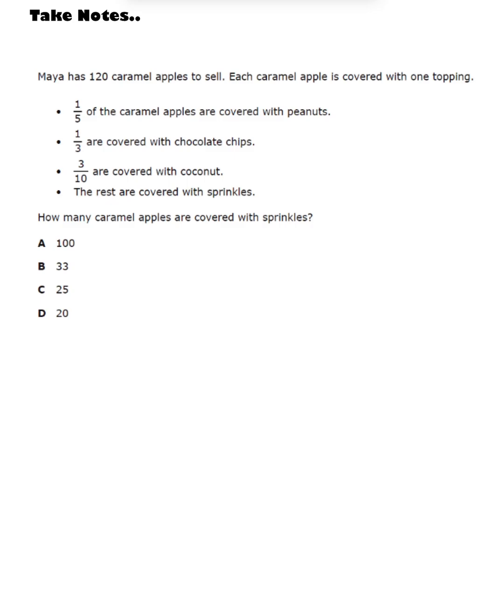Maya has 120 caramel apples to sell. Each caramel apple is covered with one topping. It says 1/5 of the caramel apples are covered with peanuts, 1/3 are covered with chocolate chips, and 3/10 are covered with coconut. And then it says the rest are covered with sprinkles.